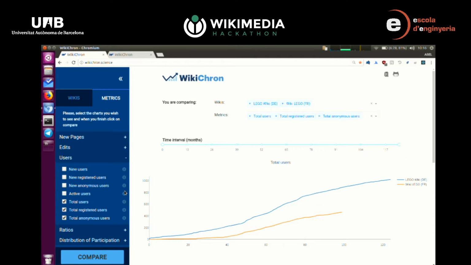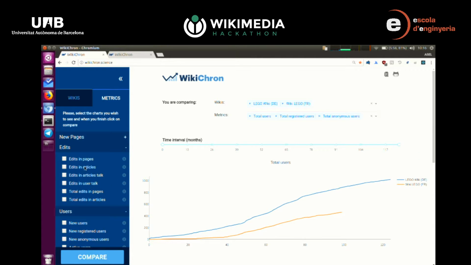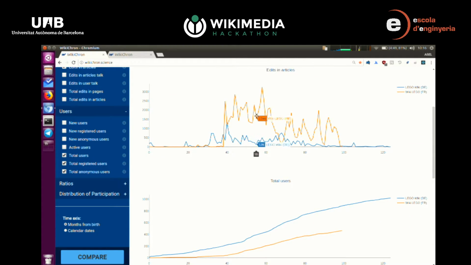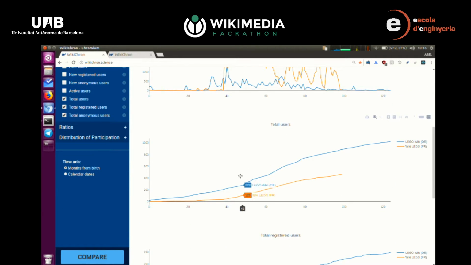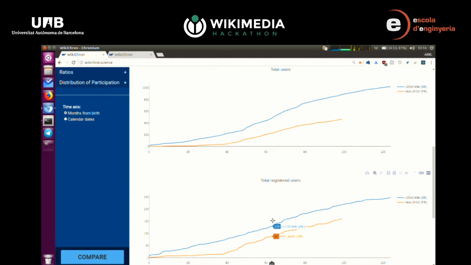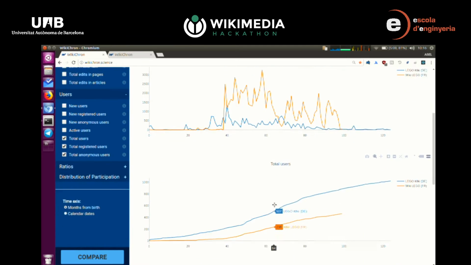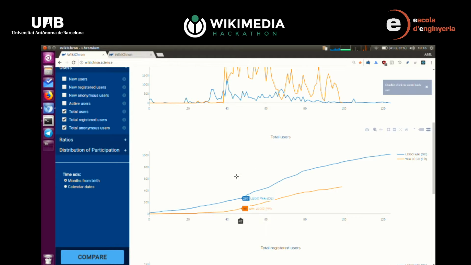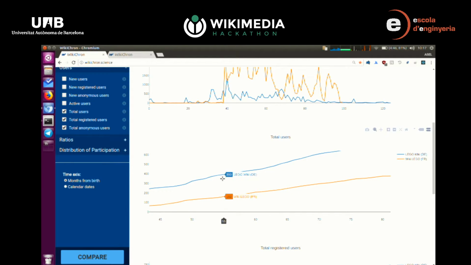If I select edits in articles, here we have much more edits in articles in the French wiki, but the number of users in these months is going up also in both, and it's more or less the same slope for both wikis.